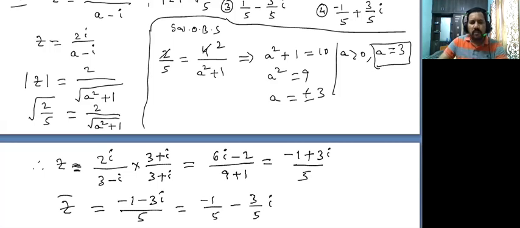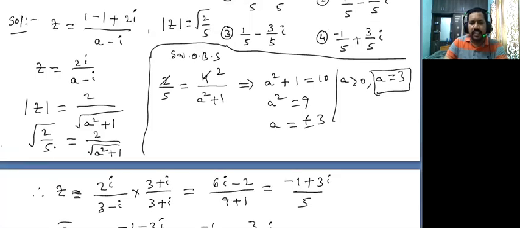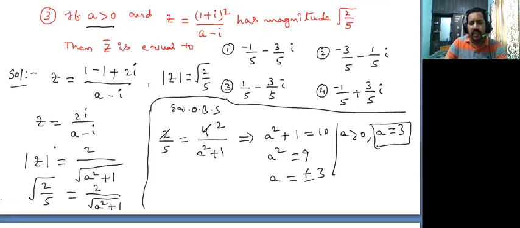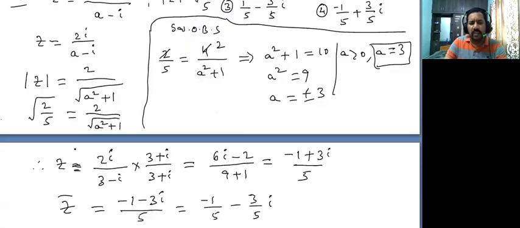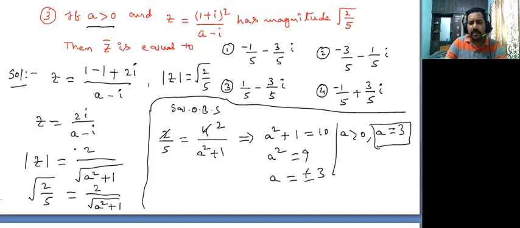Okay, so which option is correct? This is also a very easy question, but observe that the a value is greater than 0. Take plus 3. Now finally, by observing the question, which option is correct? Minus 1 by 5 minus 3 by 5 into i. The first option is correct. This is also a very easy question, 2019 given.